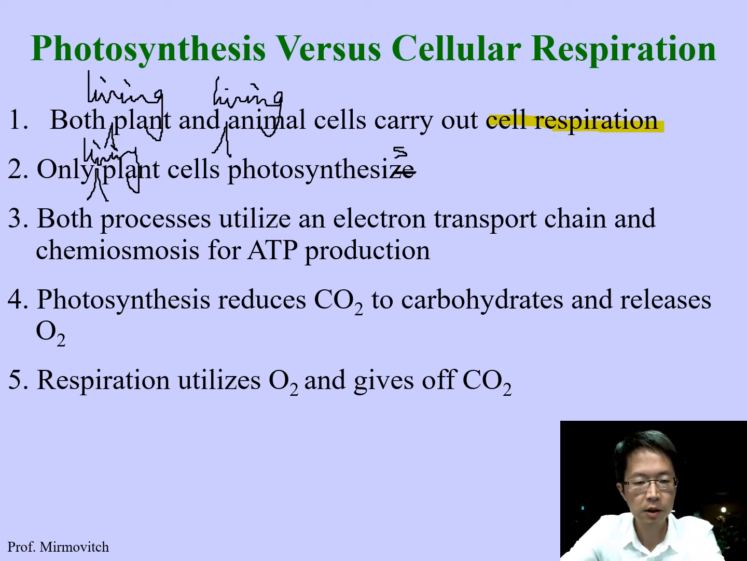Both processes utilize the electron transport chain and chemiosmosis for ATP production, correct. And then photosynthesis reduces carbon dioxide to become carbohydrate. Yes, reduces is a good term, because carbon dioxide gains hydrogen to become carbohydrate and releases oxygen.